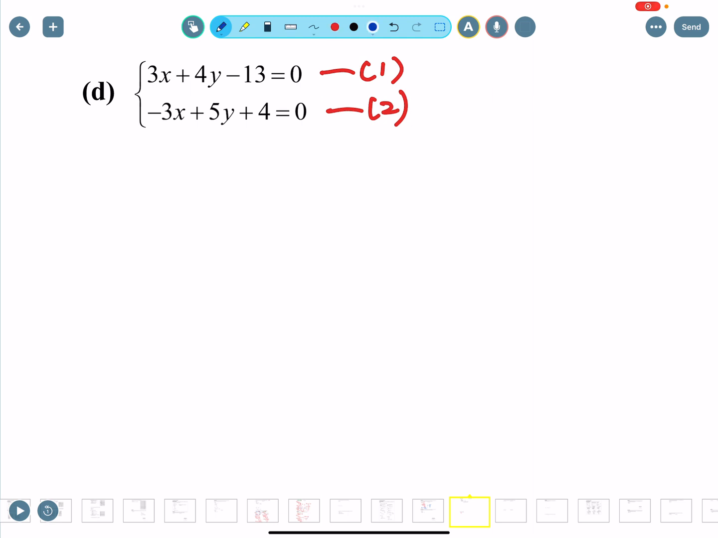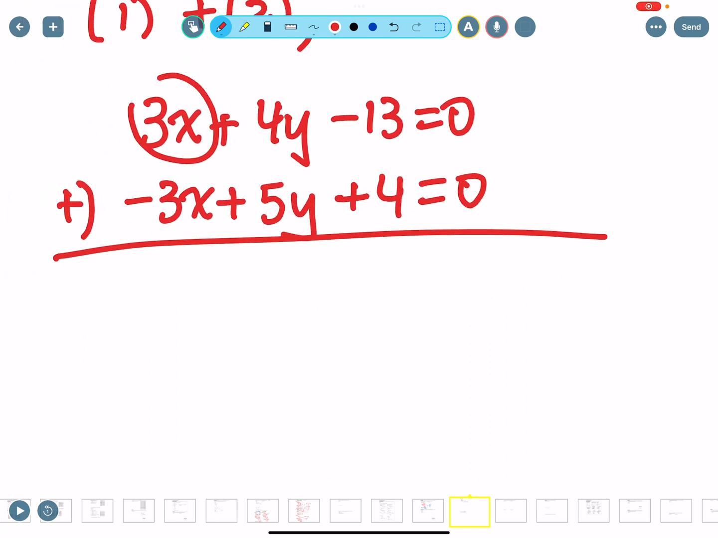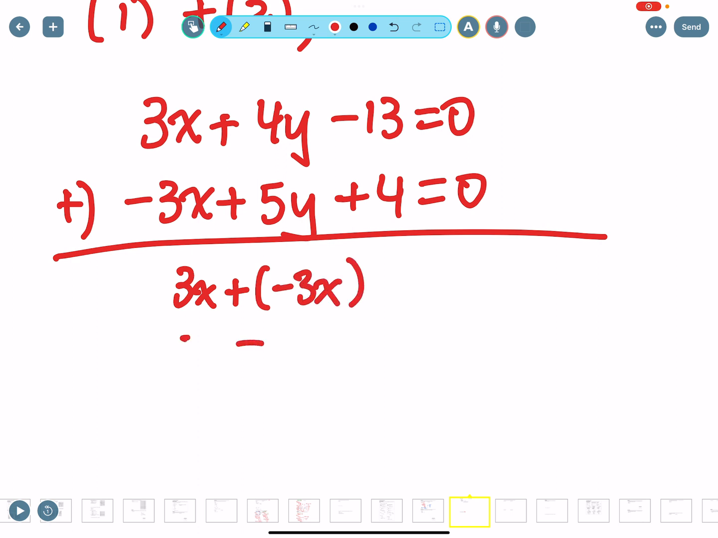So let's see what we can eliminate here. These two have the same number for x, similar. One is positive, one's negative. We can still eliminate this. Instead of minus, we use plus: equation 1 plus equation 2. So let's see what happens. 3x plus 4y minus 13 equals 0. Negative 3x plus 5y plus 4 equals 0. Straight line. You want to add them. So this is what's going to happen: 3x plus negative 3x. Positive times negative is negative, so it's 3x minus 3x. So finally it should be 0.